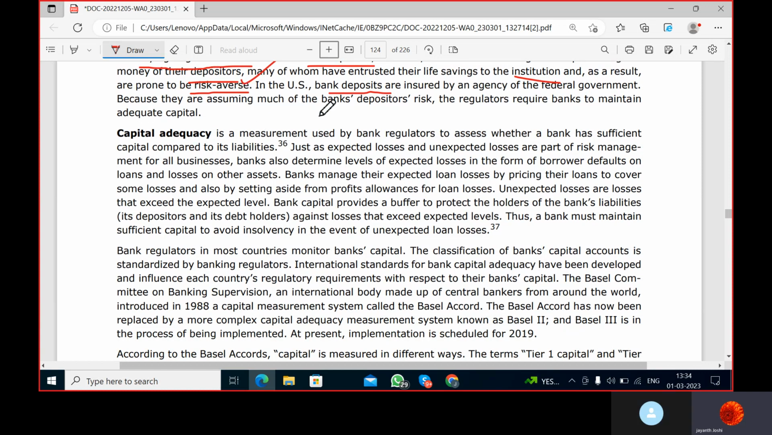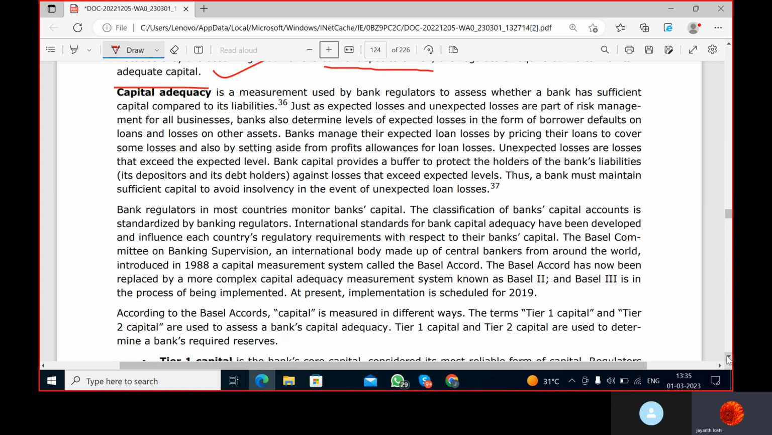Because they are assuming much of the depositors' risk, the regulators require banks to maintain adequate capital. Since people are depositing their money in the bank, the regulators, the apex institutions or the Securities Exchange Commission, want some guarantee, some adequate capital that the bank should always maintain with them. Correct?